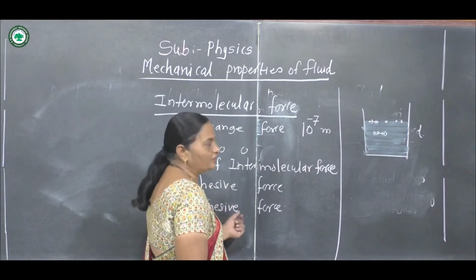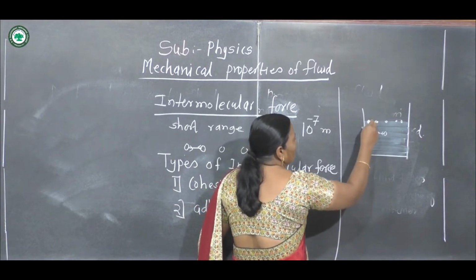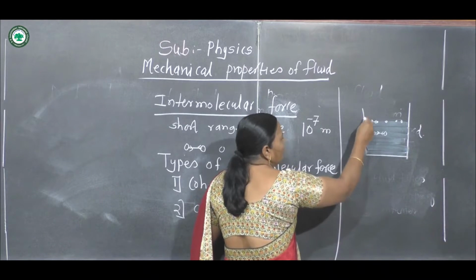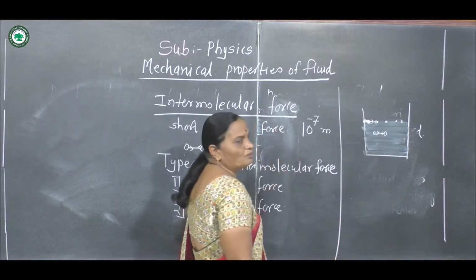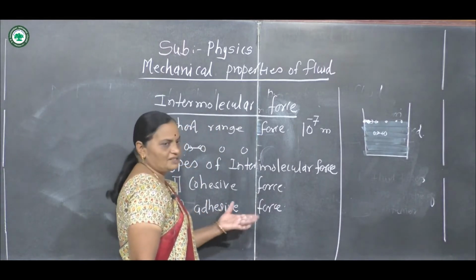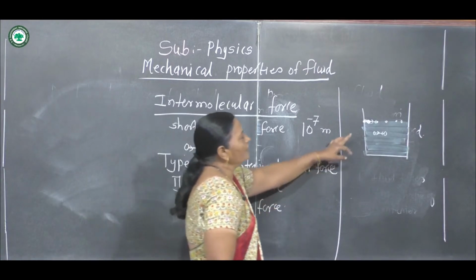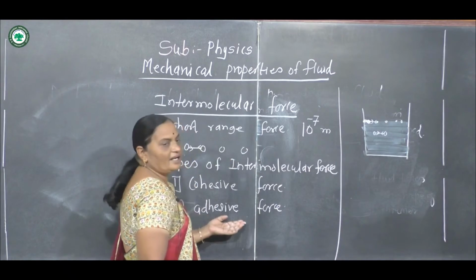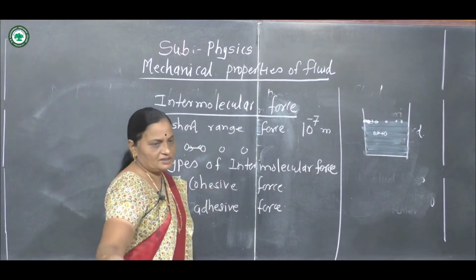Then adhesive force. Suppose this is a molecule of water and this is a molecule of glass. Now there is a force of attraction between the two molecules and it is called adhesive force. Thus we can say that the force of attraction between two molecules of different substances is called adhesive force. These are the intermolecular forces.